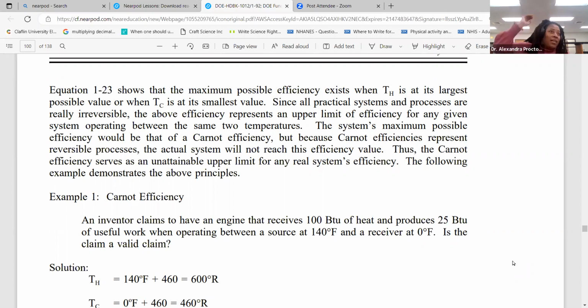All right. And so a lot of times in calculus, we'll do that. We'll go ahead and set boundaries, low and high, for certain values. Okay. So this is talking about this value that you were integrating over this particular space. But because Carnot efficiencies represent reversible processes, the actual system will not ever reach that efficiency value. So once you set those boundaries, they're just trying to say that you'll never reach that boundary. You'll never reach that upper limit.